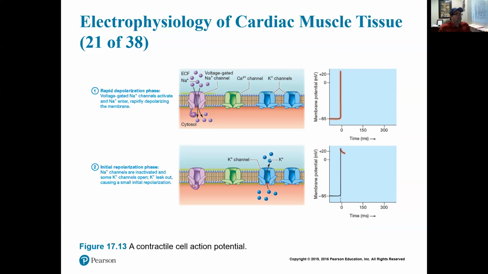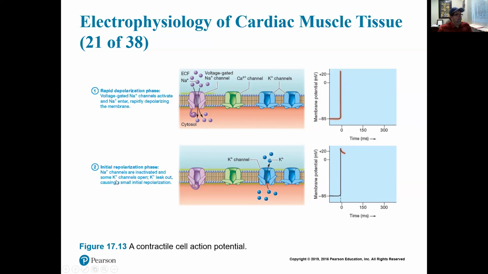Now watch this. Cardiac muscle cells fire a little differently. Their action potentials are a little different than the skeletal muscle we were used to seeing. So take a look. Rapid depolarization phase: voltage-gated sodium channels activate, and sodium enters rapidly, depolarizing the membrane, thus creating an action potential. Go straight up. Sodium channels are inactivated now, and potassium channels open, and that should bring it out. Remember, sodium in, potassium out, and it should go real fast.